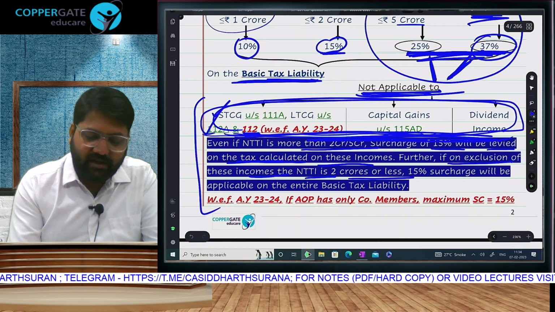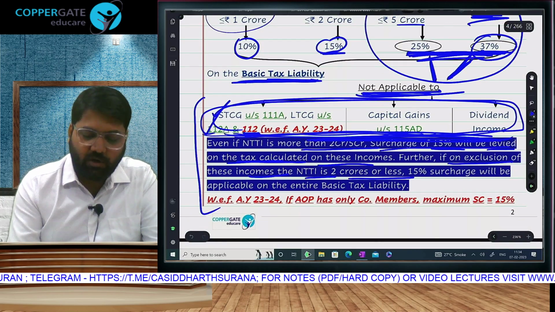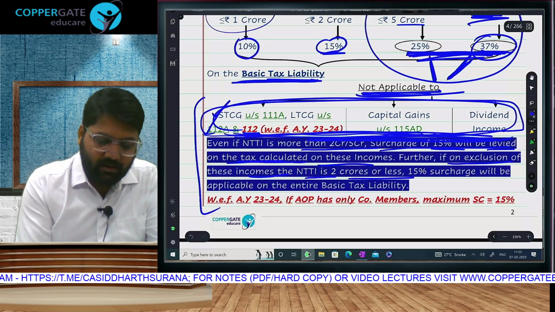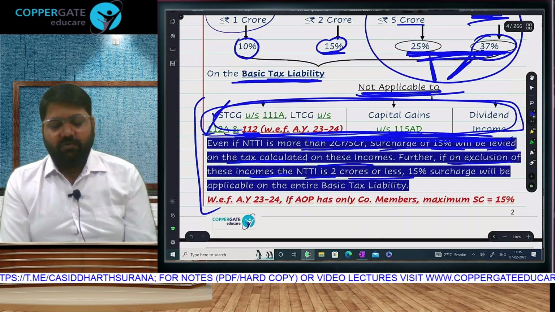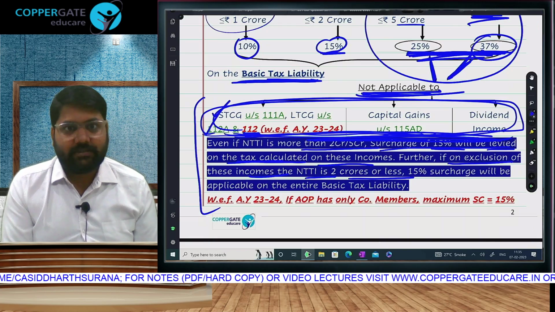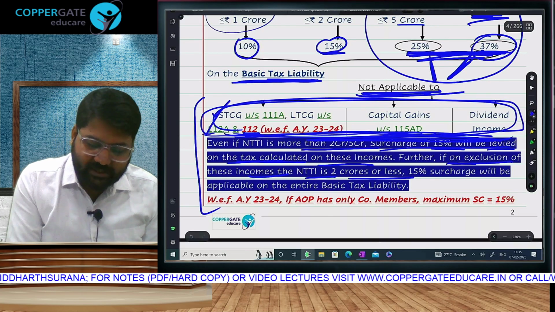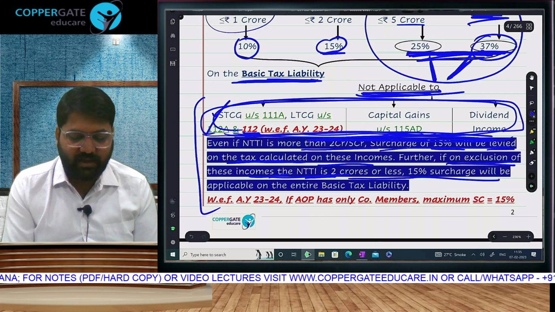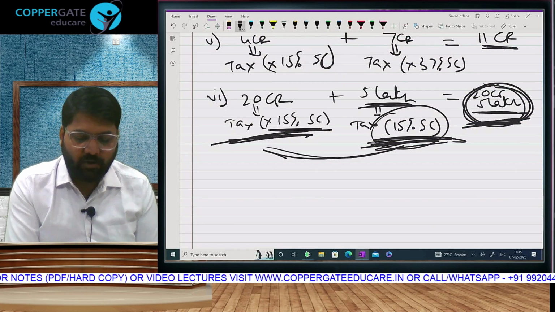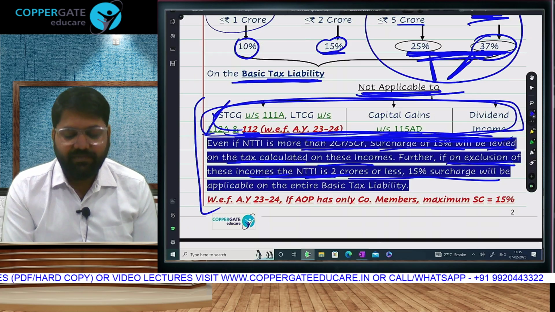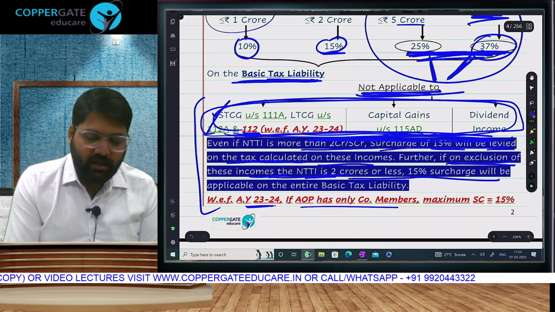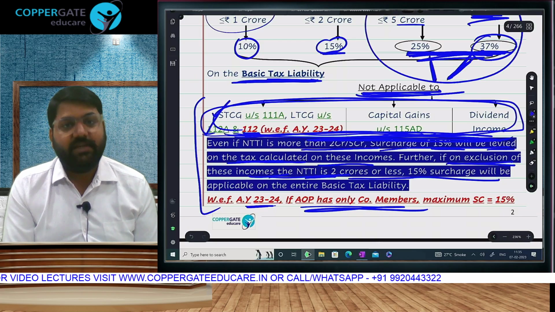So, even if NTTI is more than 1 crore or more than 2 crore or 5 crore, surcharge will be calculated at 15% only on the tax on these 5 incomes. And if on the exclusion of these incomes the NTTI is 2 crore or less, then 15% will come on the entire. If you can observe, on the entire we are applying 15%. That is the surcharge rule.